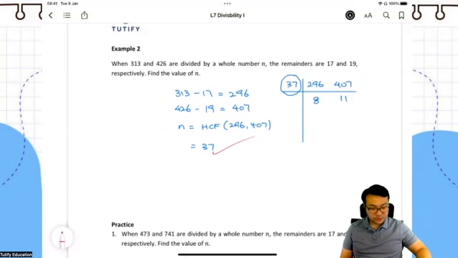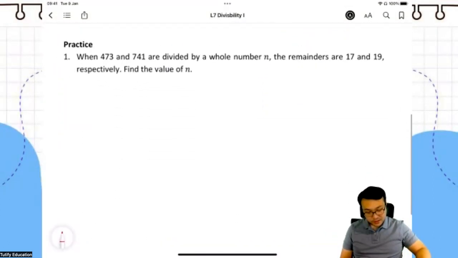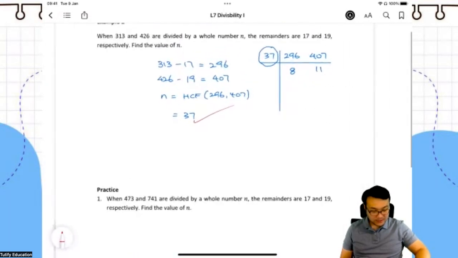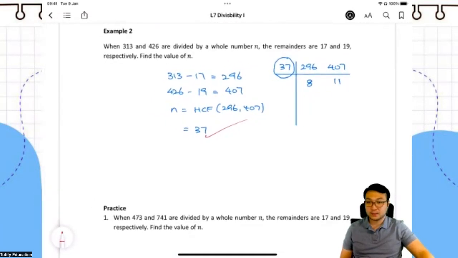Then can I give you time to do practice number 1? Okay, everyone, can you please find the value of n for practice question 1 and type your answer in the chat? I will leave example 2 here for your reference, just in case you need to refer. Okay, I'll give you 2 minutes. Your time starts now.